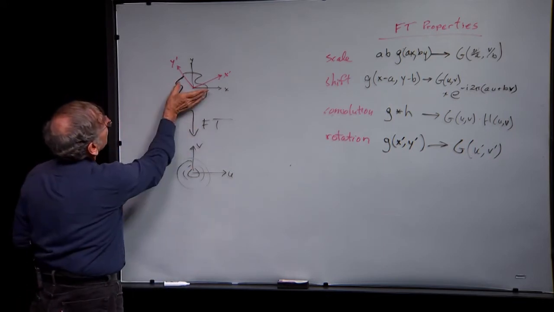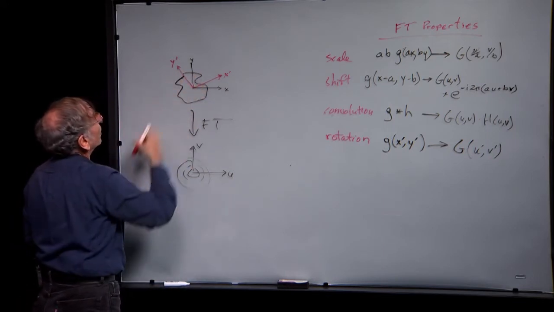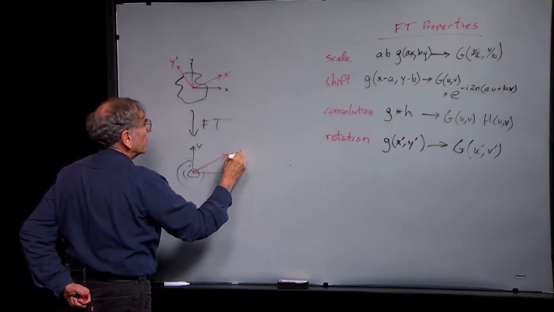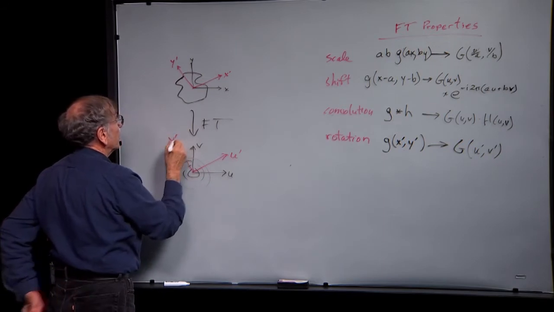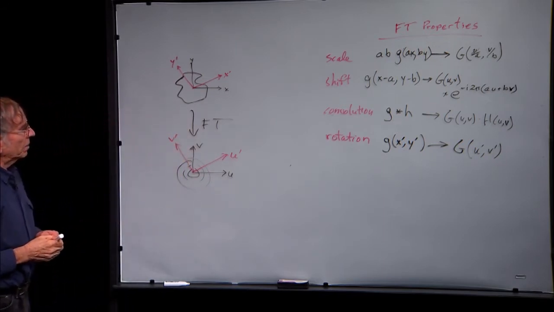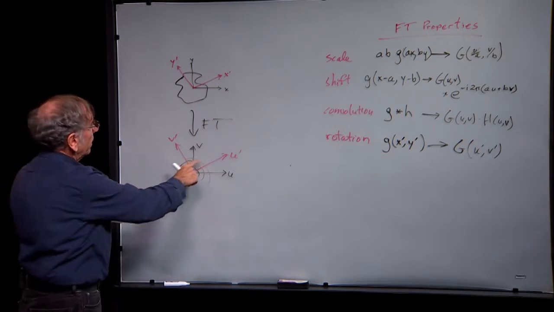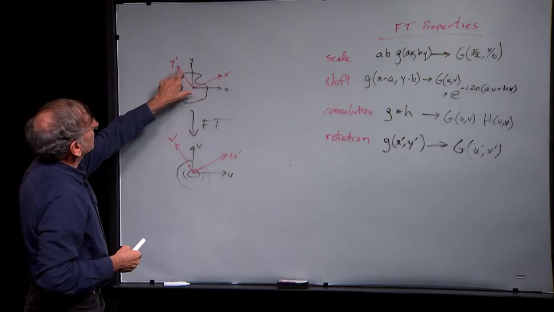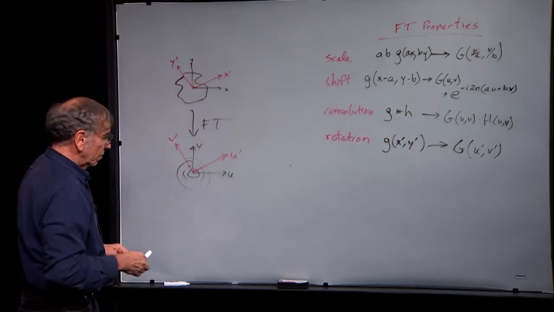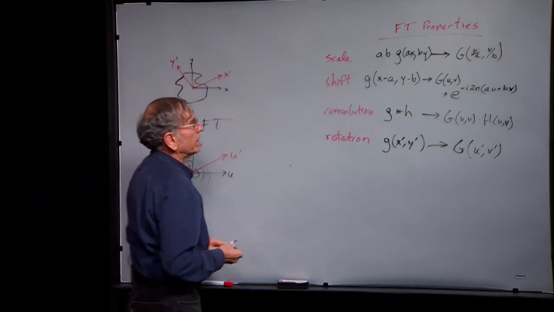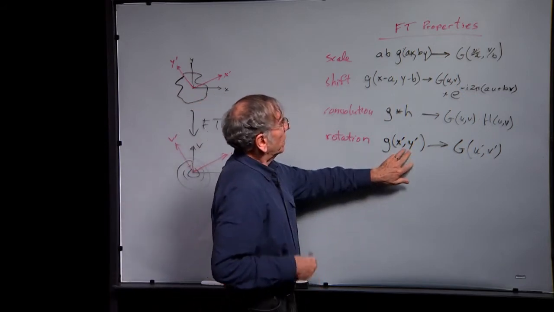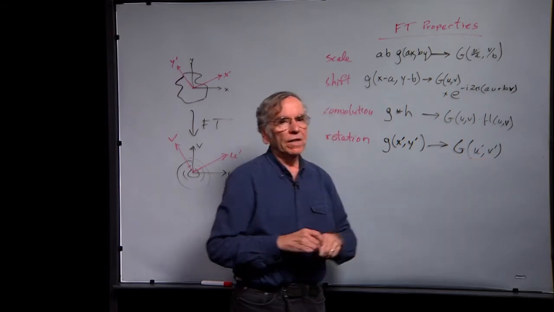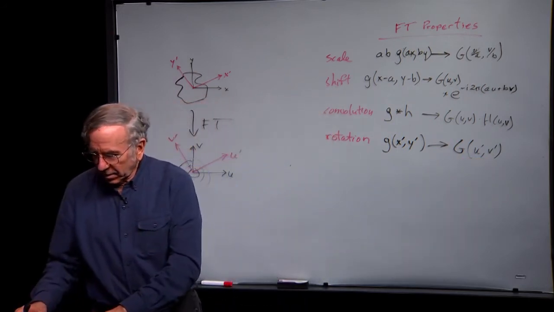It turns out that if I change the coordinate system to x prime, y prime, that's rotated at a certain angle, then if I define a u prime and a v prime, which are rotated by the same amount, then this pattern interpreted in the new coordinate system is the same as the original pattern interpreted in the new coordinate system. So what I've written here is I'm saying if g is evaluated on a rotated coordinate system, then big G is evaluated on a similarly rotated coordinate system.